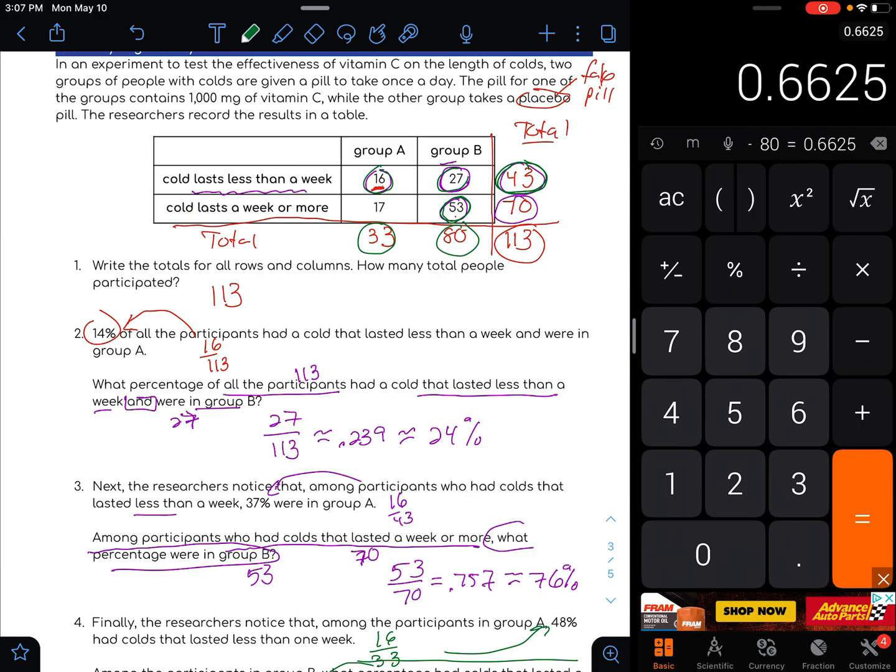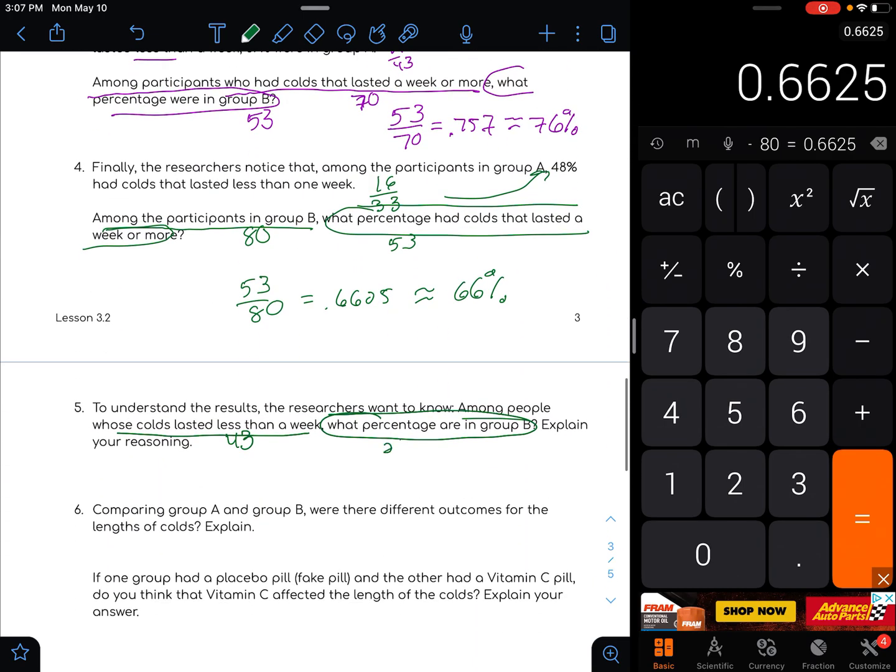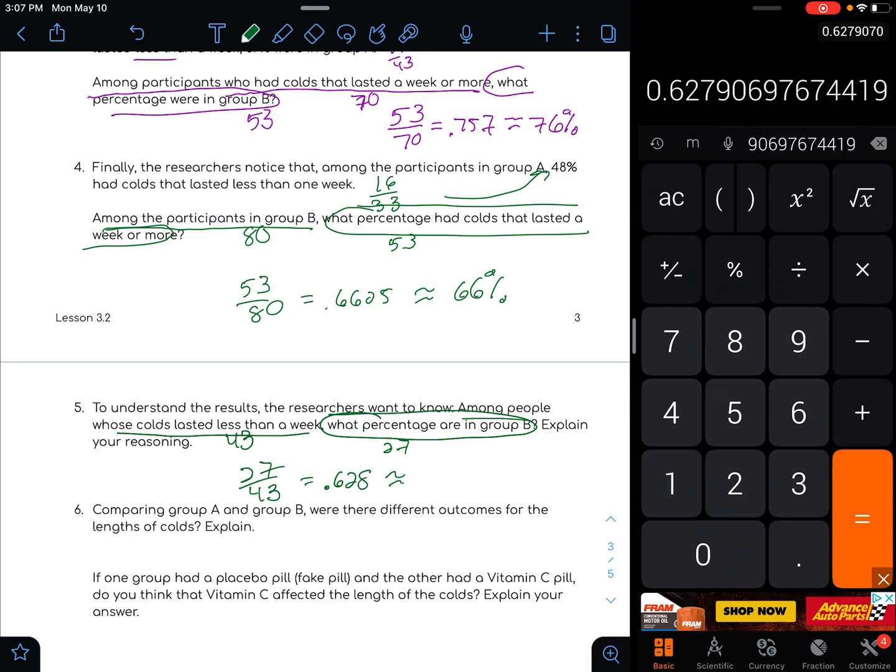Among that group, we had 27 that were in group B. So 27 out of 43 equals 0.628, or about 63%.